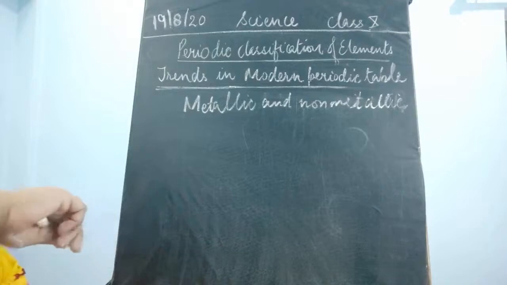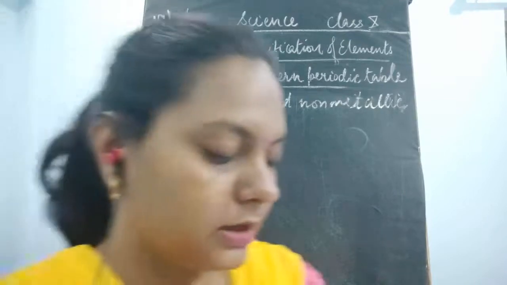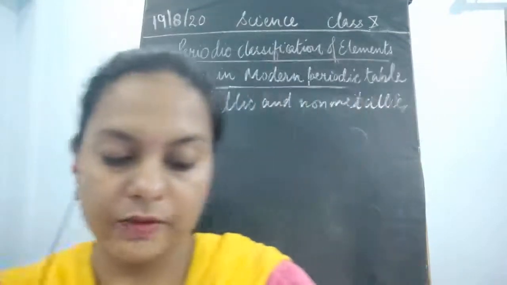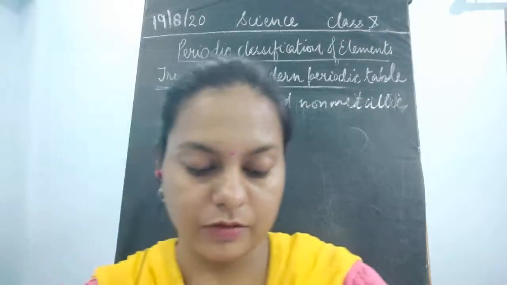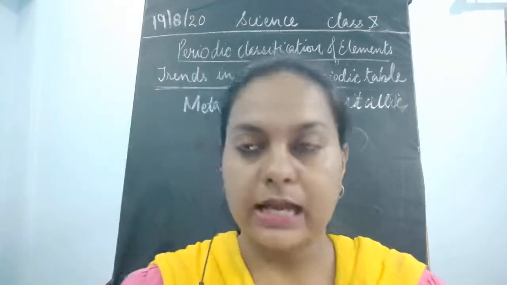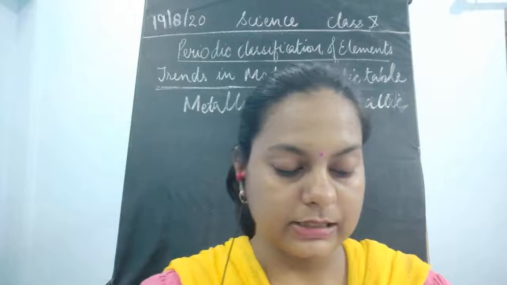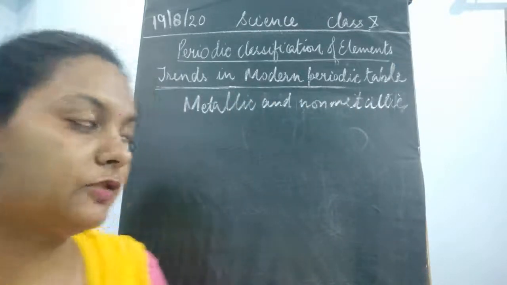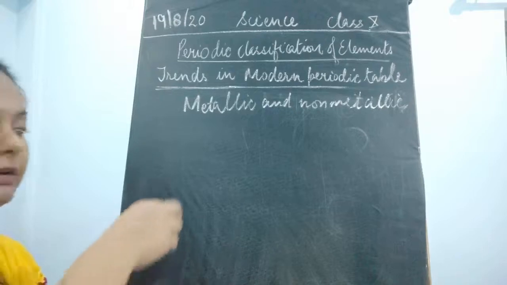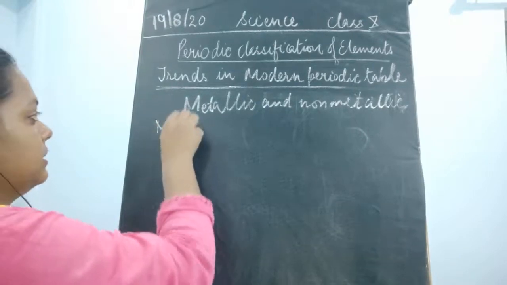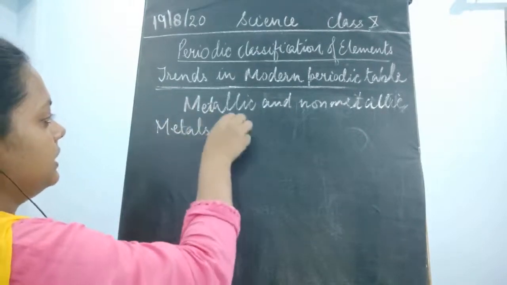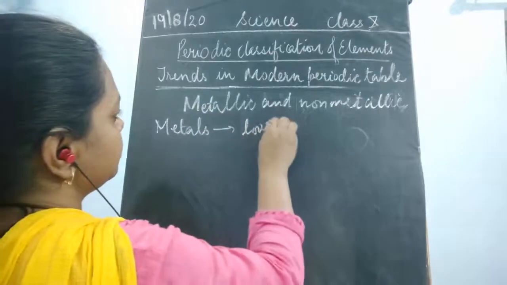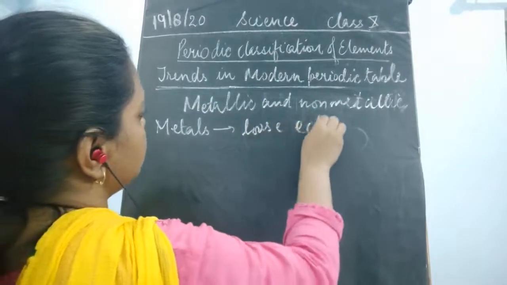Okay, so what are non-metallic and metallic characters? The tendency of an element to lose electrons to form cations is said to be the electropositive or metallic character of an element. Okay, so what is this metallic character? All metals have the tendency to lose electrons.